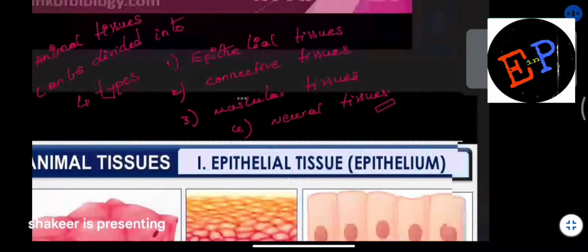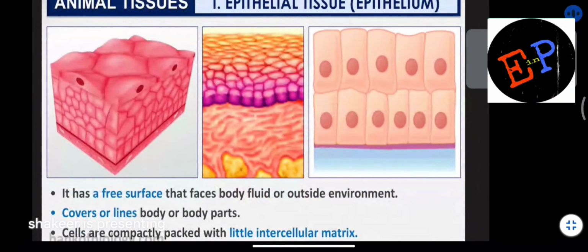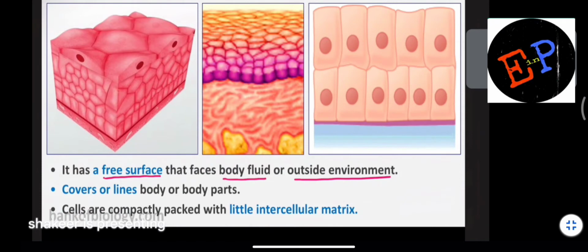Clear, ma? So first we will study epithelial tissue, which is also called epithelium. What is meant by epithelial tissue, ma? It has a free surface that faces body fluid or the outside environment. Are you able to understand, ma? A free surface means what? On that surface there is no other surface. Okay? It is an open surface through which body fluid will flow. Body fluid means water, blood, all this is called body fluid, no, ma? So this body fluid flows through this free surface, and that layer of cells we call epithelial tissues.